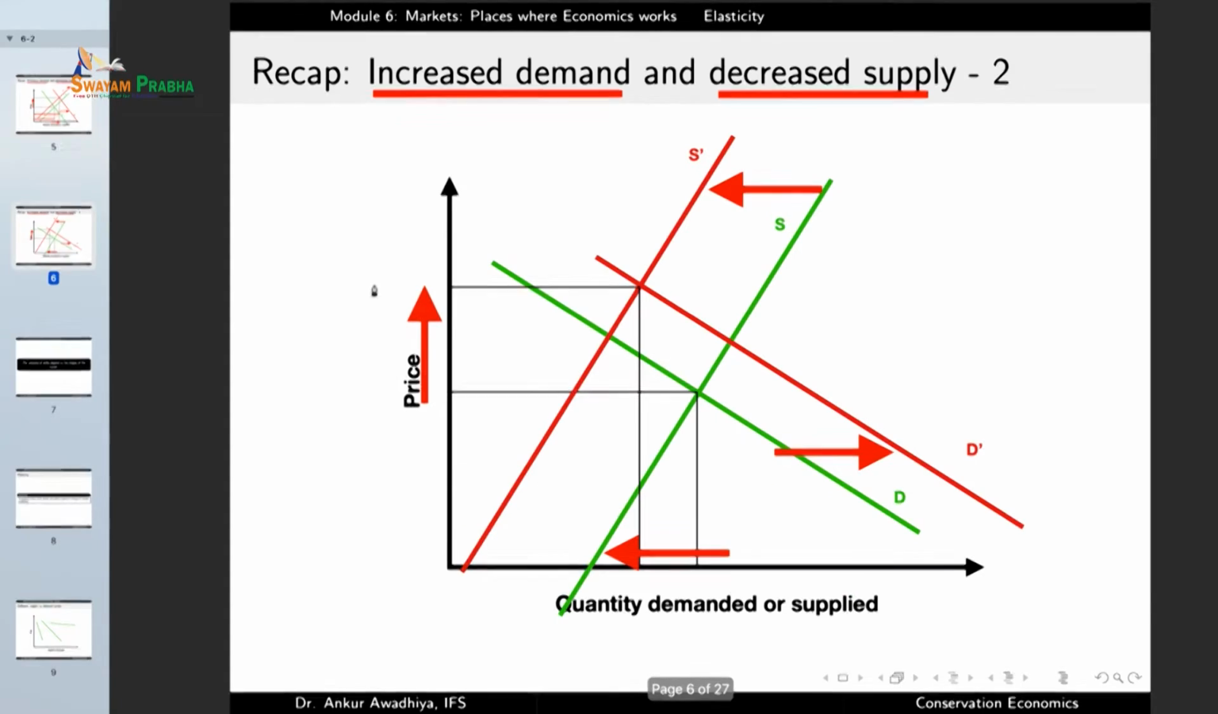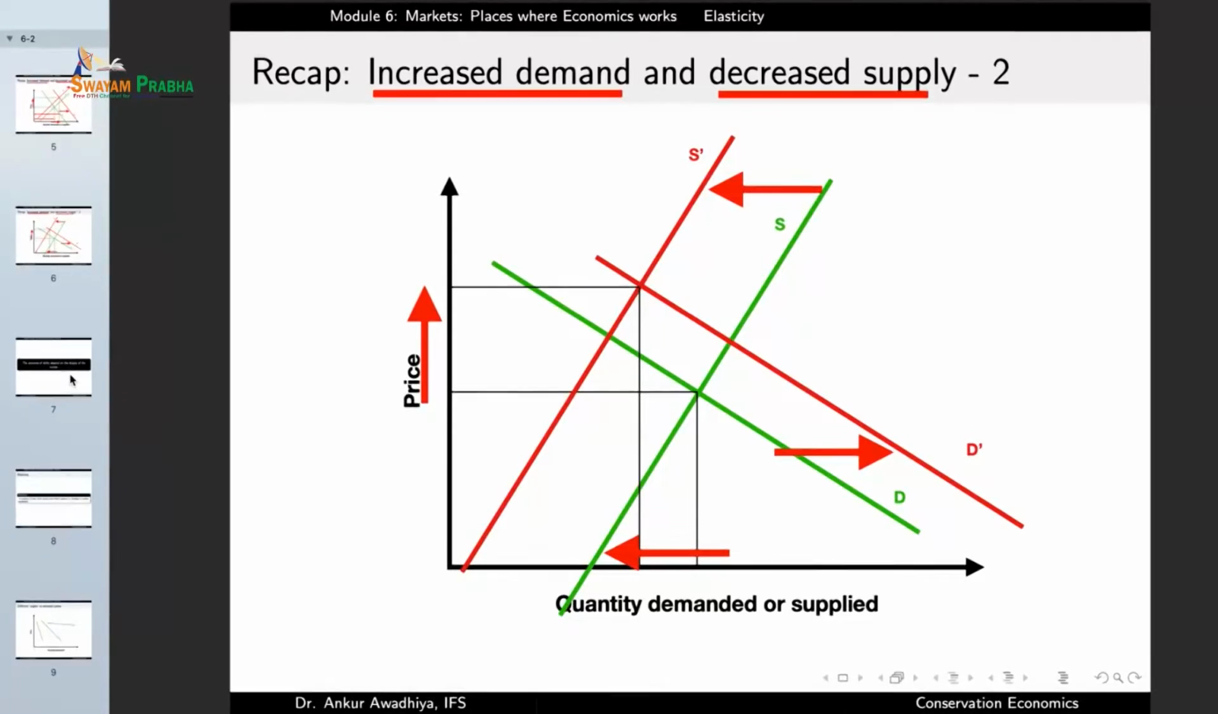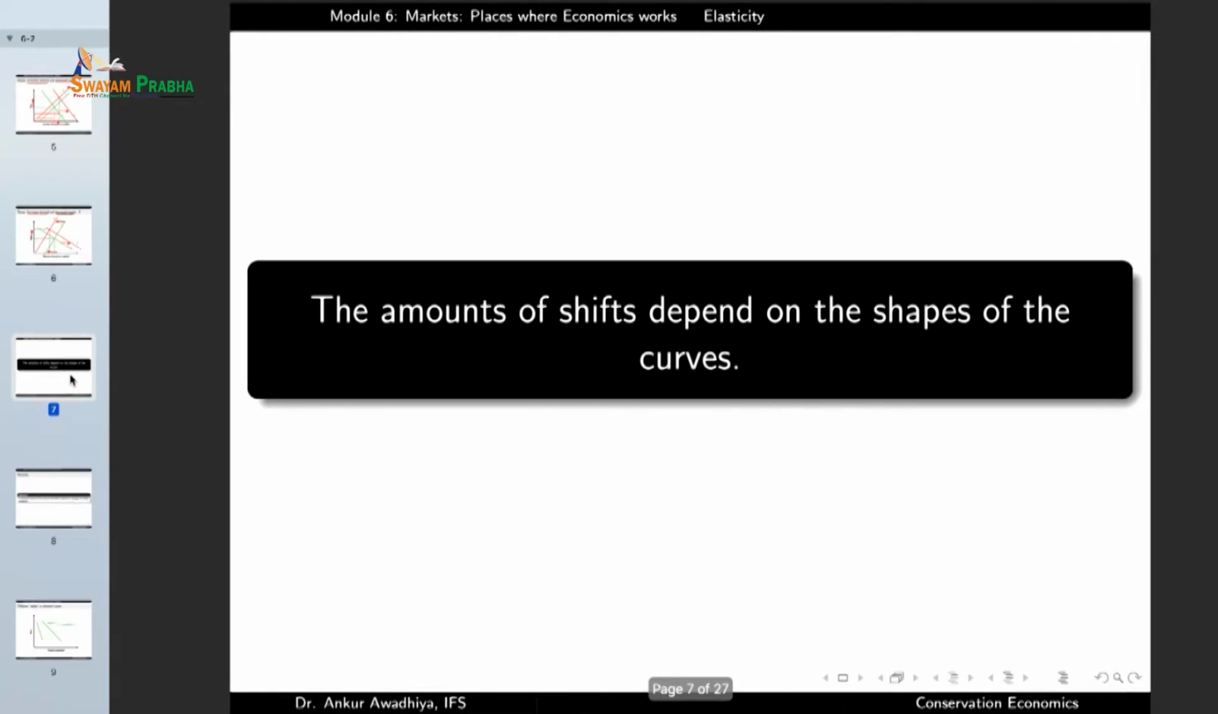Whereas here there is an increase in price, but there is a decrease in the quantity that is demanded or supplied. So what we are observing here is that in the case of an increased demand and decreased supply, there will always be an increase in price, but the equilibrium quantity that is demanded or supplied may increase or may decrease. Now the question here is, in what circumstances would these equilibrium quantities increase and in what circumstances would they decrease? What are the factors that govern that? And that brings us to the topic of elasticity.